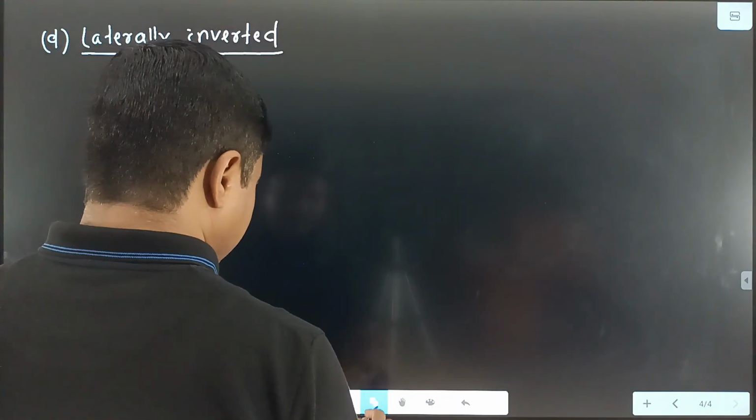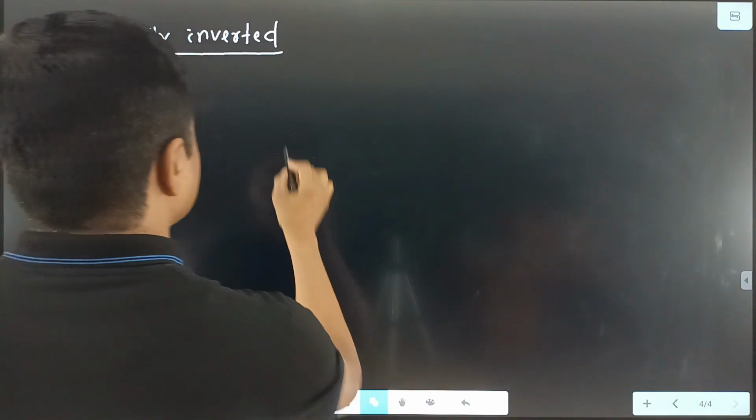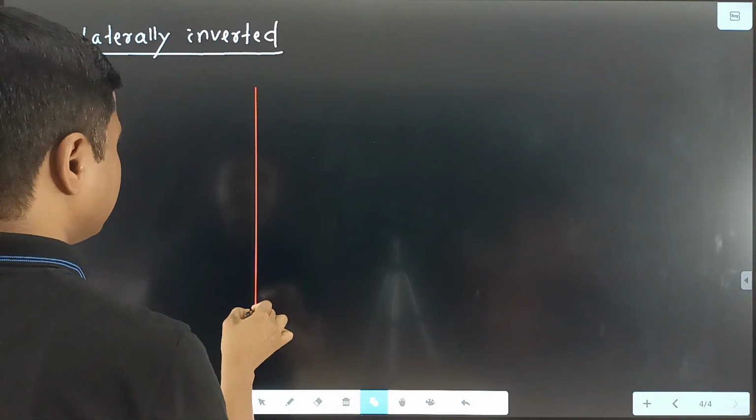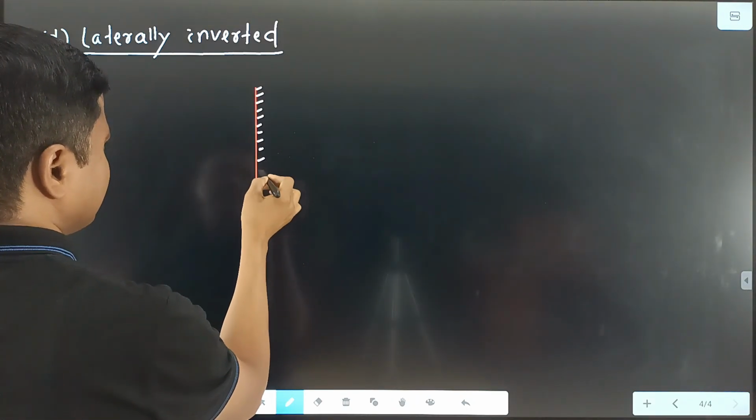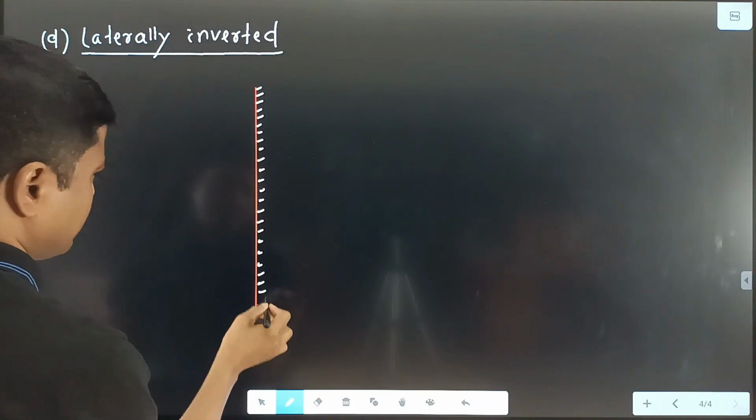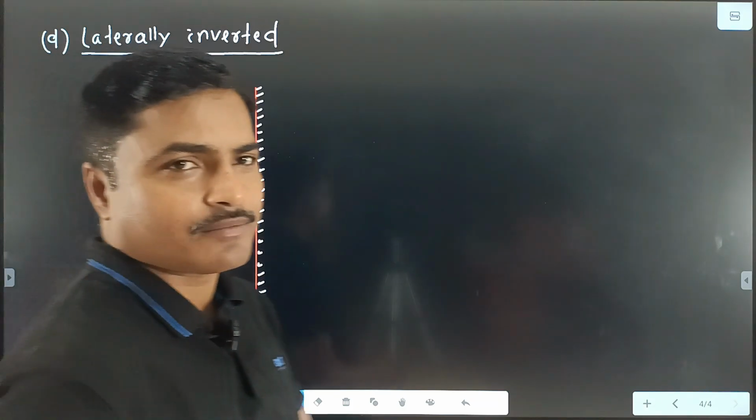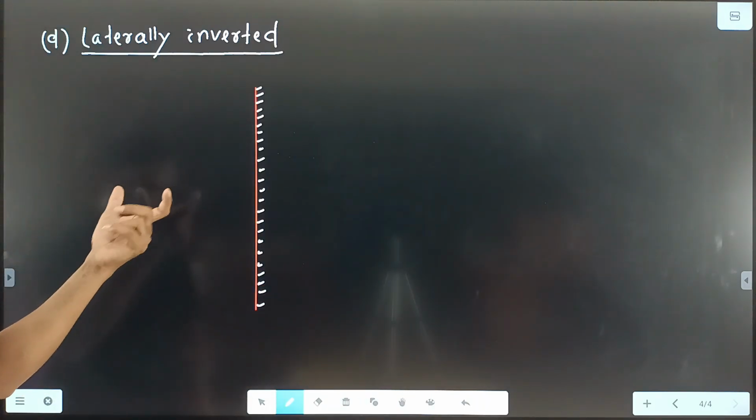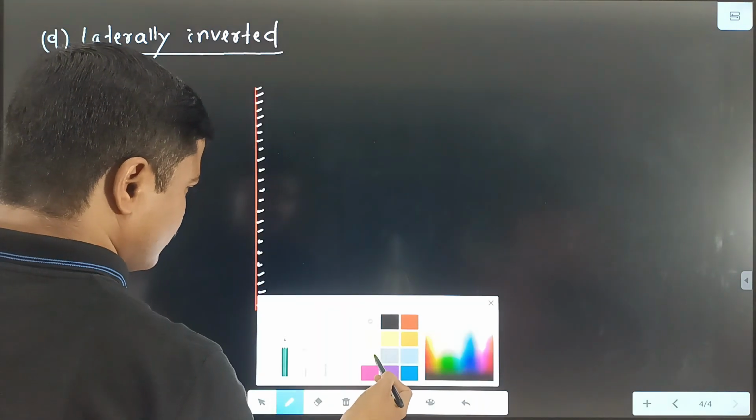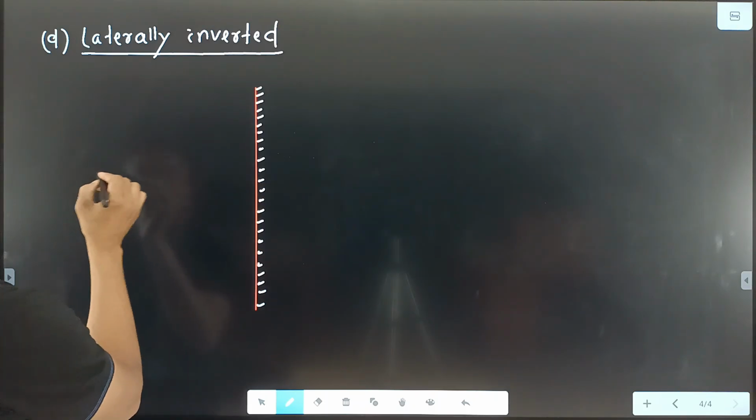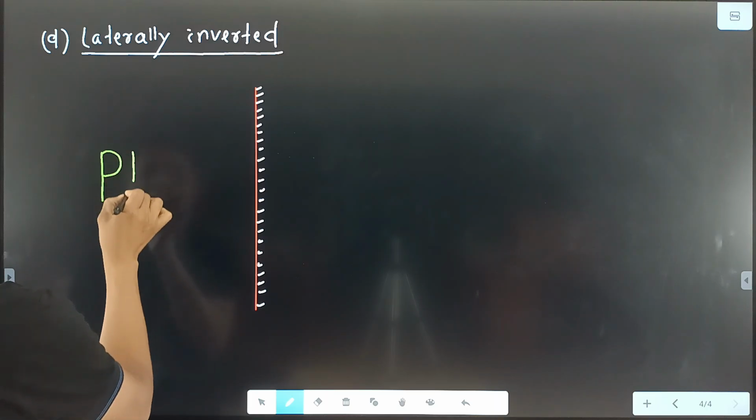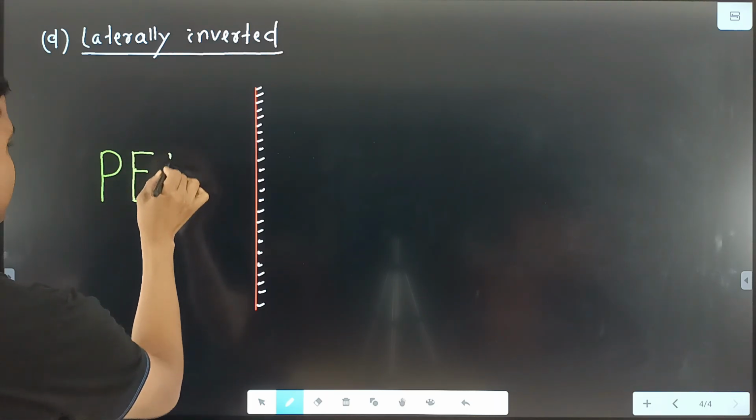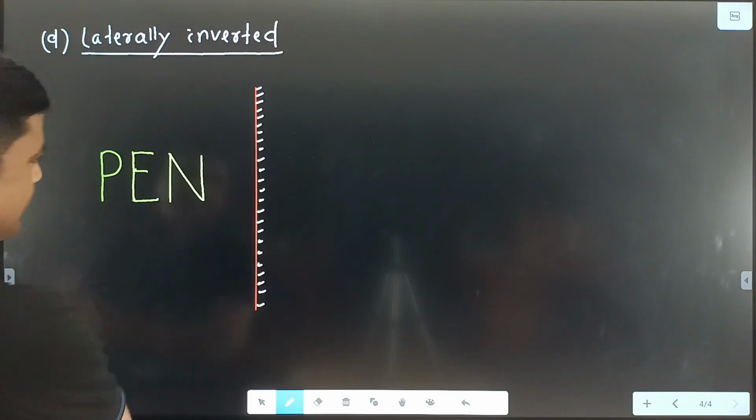Clear? Similarly, another example. Second example, suppose a plane mirror is there. This one is the plane mirror, and here also two surfaces are there. This is the back surface coated with silver, and the front surface is the reflecting surface. So the object is situated on this side, in front of the mirror, and we write, suppose, that is pen. This is the letter P, this is E, and this one is N, pen.